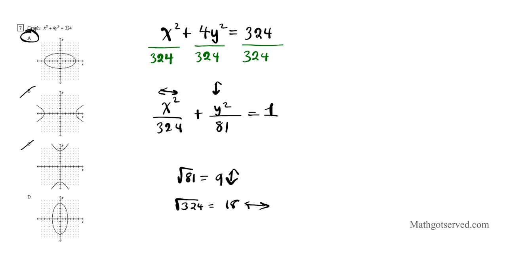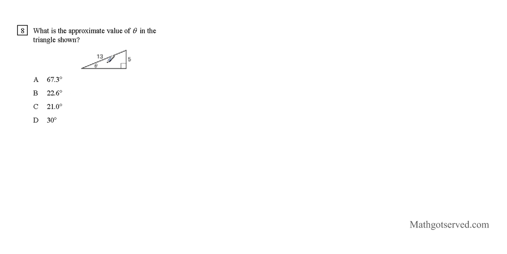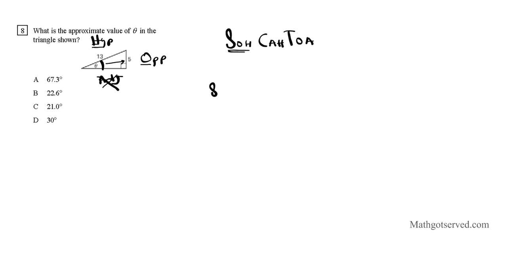Okay? All right. Question 8, what's the approximate value of theta? We're going to use right triangle trig here. So this is the angle. This is my opposite. This is my hypotenuse because it's opposite 90 degrees. This is adjacent right here. I don't need it. I don't know it, so I can scratch it. All we care about is O and H. Okay? So in SOHCAHTOA, which one has O and H? Sine, right? So sine theta equals opposite over hypotenuse.